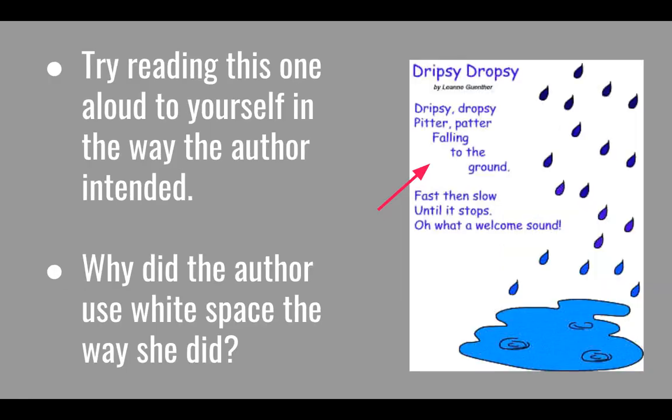Let's look at this one. It's called Dripsy Dropsy. Let's try reading this one aloud to yourself in the way the author wanted you to, using the white space, and think, why did the author use white space in the way that she did? So pause the video, read it out loud, and think, why did they do that?